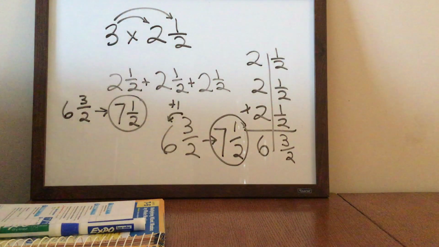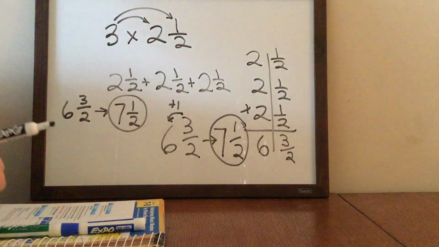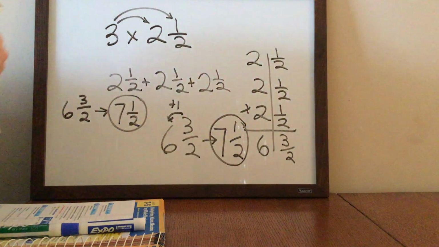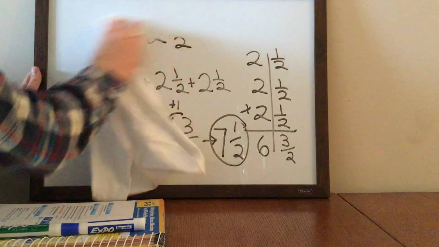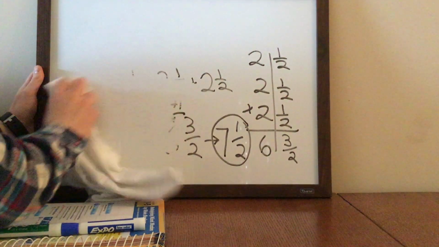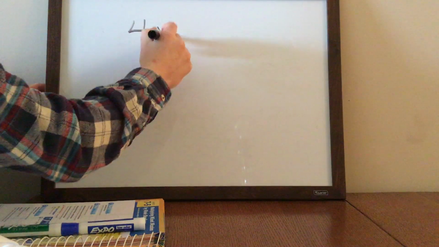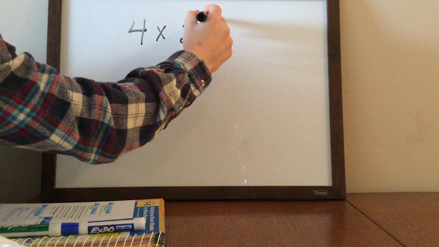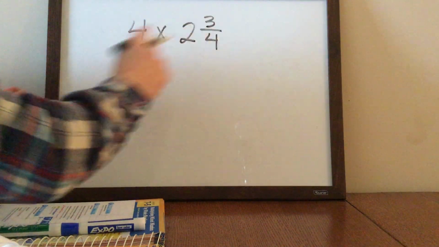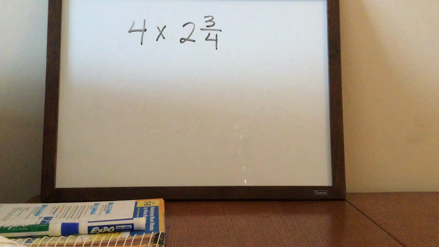or you can multiply each digit correctly, okay? All right, so what I want you to do while I'm erasing this is, in your notebooks, write out the problem 4 times 2 and 3/4. All right, why don't you pause this video and take a second to see if you can answer this.